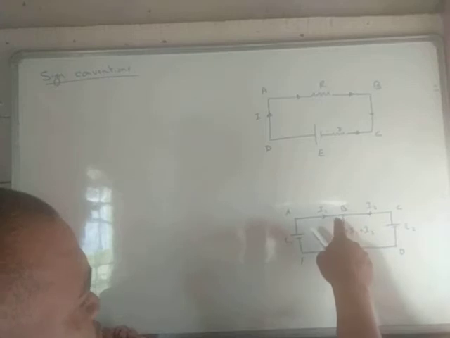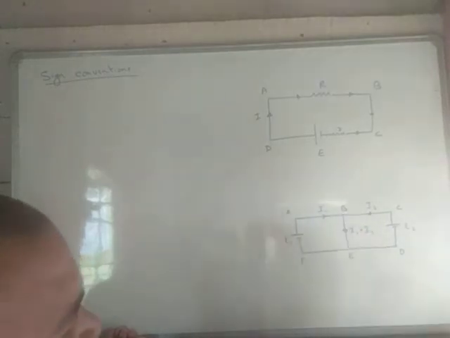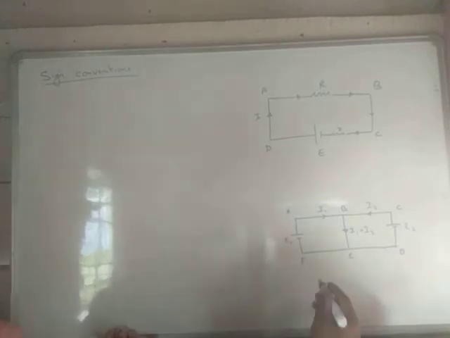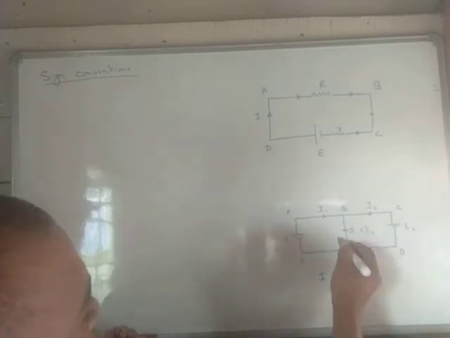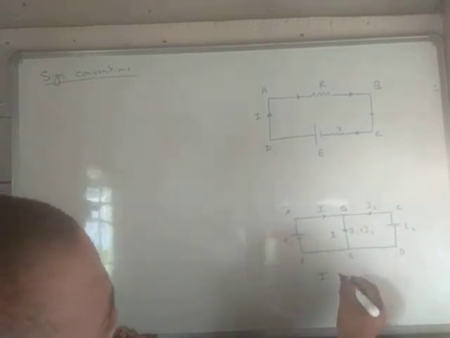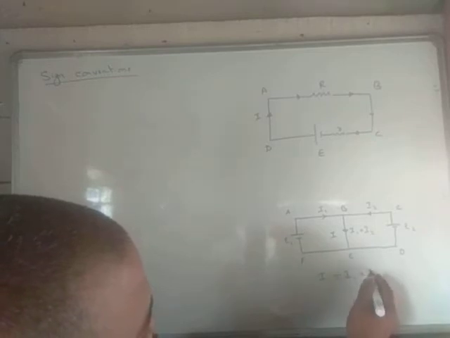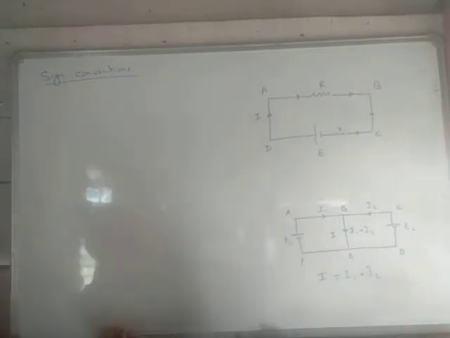So therefore the current which will be flowing through the arm BE will be the sum of these two currents, that is I1 plus I2. This is according to the first law of Kirchhoff, that means Kirchhoff's current law. So hence, suppose the current flowing through the arm BE is I, then I will be equal to I1 plus I2.